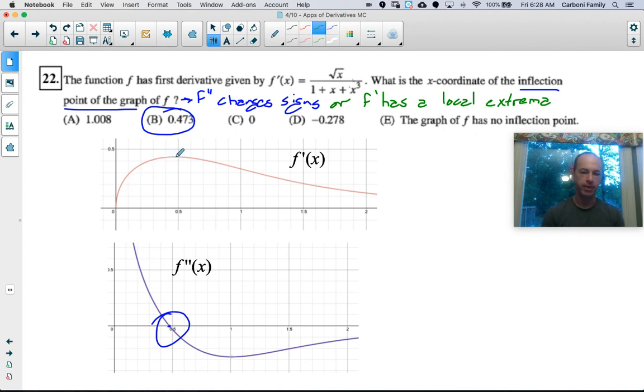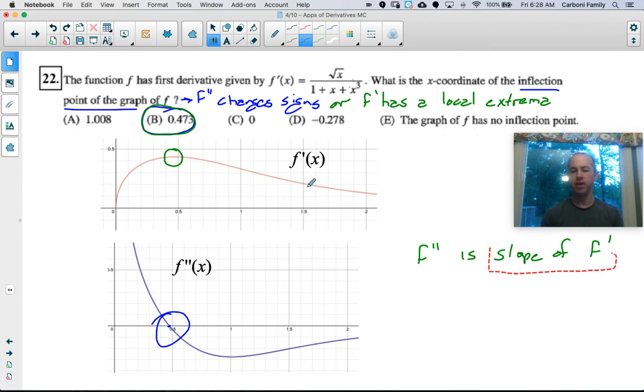And so I'm looking up here, and I can't tell exactly where it happens, but I can tell that this derivative has a local max somewhere around 0.5. And again, 0.473 is the closest of all of the options they gave you. The reason for that second method: remember that f double prime is the derivative of f prime, which means f double prime is the slope of f prime. And if you need f double prime to change signs, then you need the slope of f prime to change signs. It's the same thing as f double prime.